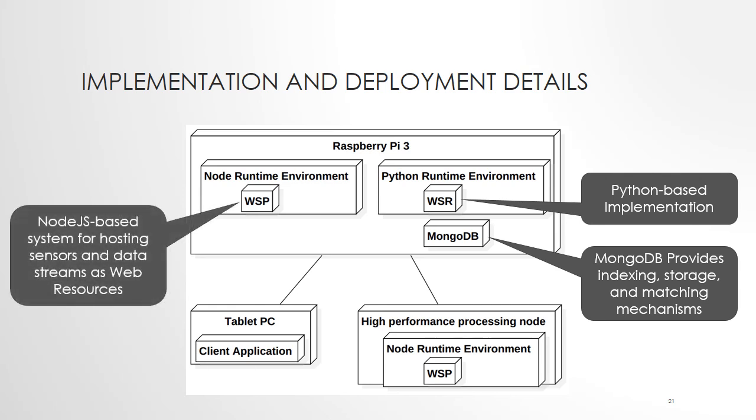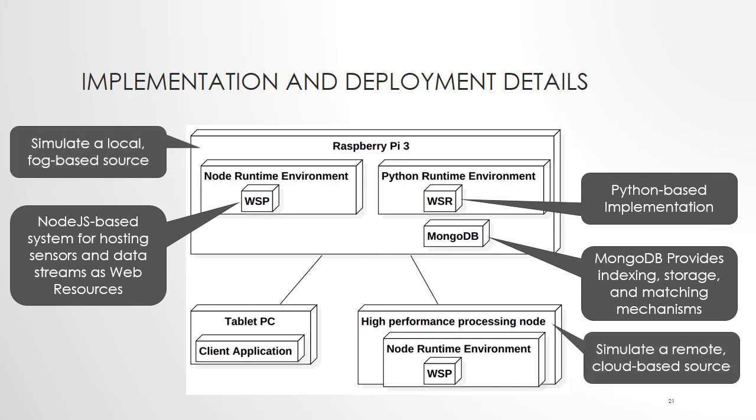To host sensors and data streams at web resources, we develop a Node.js-based Web of Things middleware called Web Sensor Platform (WSP). We replay sensor readings from the Intel Lab dataset to simulate a sensing infrastructure. We deploy our middleware on both a Raspberry Pi 3 and a remote workstation to simulate a local and a remote sensor source. For the client application, we utilize an off-the-shelf RESTful client application running on a tablet PC.